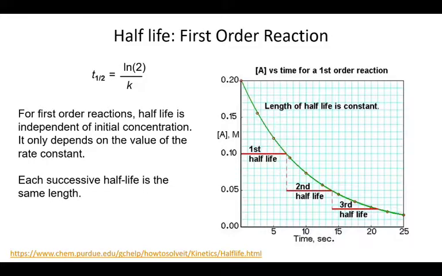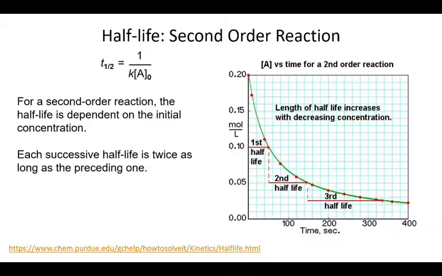So like we said, for a first order reaction, T1/2 equals ln2 over K. That means that we see in this equation, the half-life does not depend on the initial concentration. It only depends on the value of K. And that's why each half-life is the same length. So for a first order reaction, each of the half-lives are the same. In this case, they're each about 7 minutes.